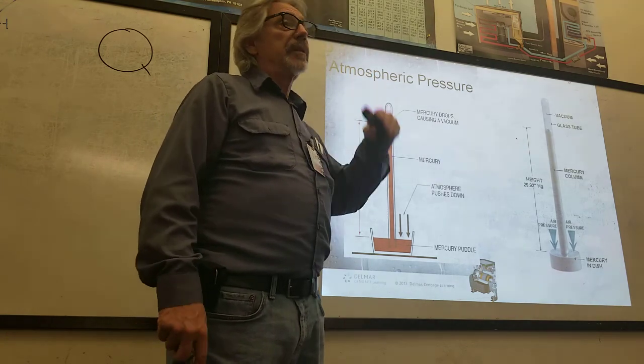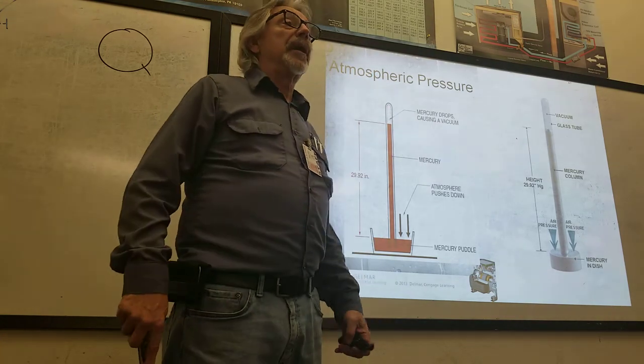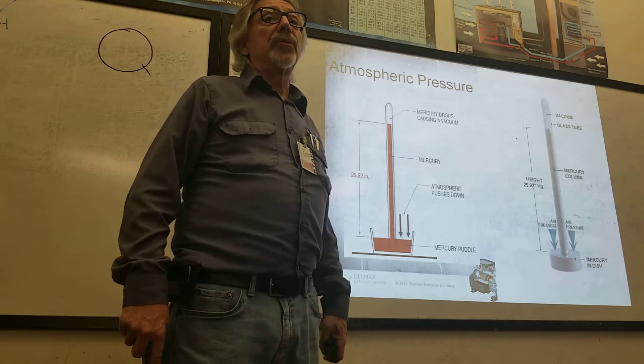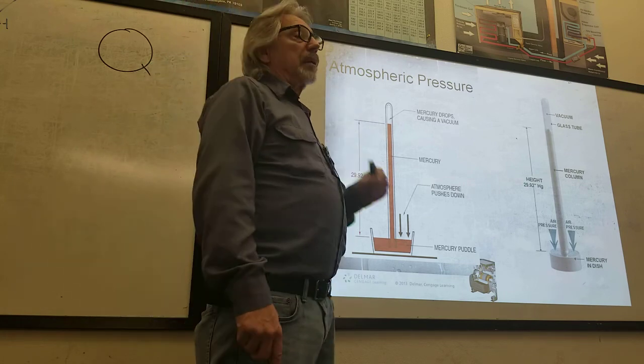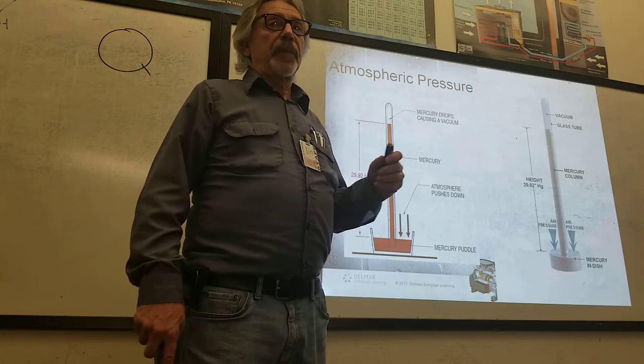So 1 or 2 degrees, 1 or 2 pounds, it makes a difference in order to accurately check a system with gauges. You're going to need to know what the temperature is. Okay.